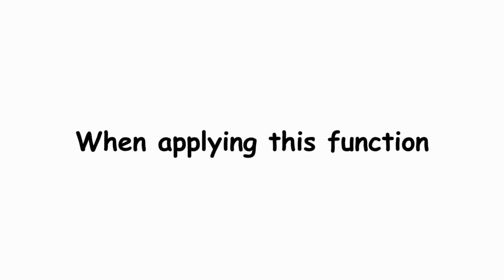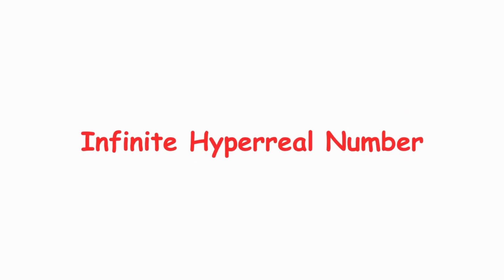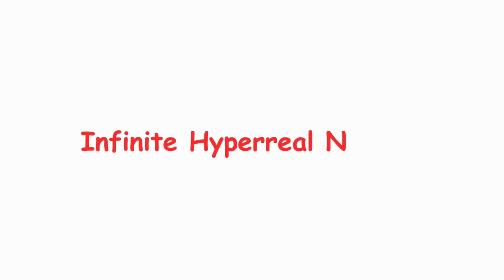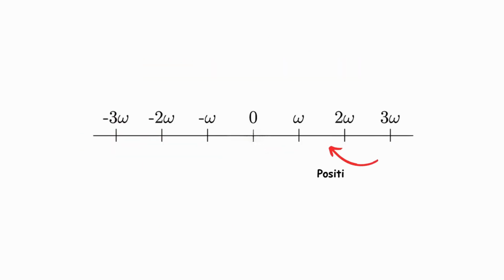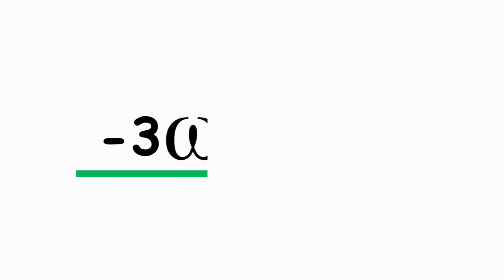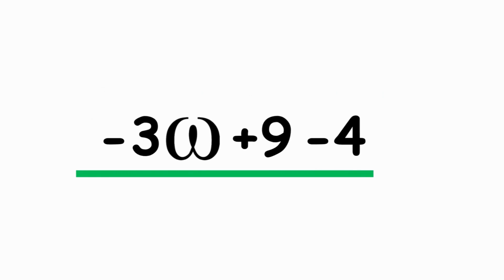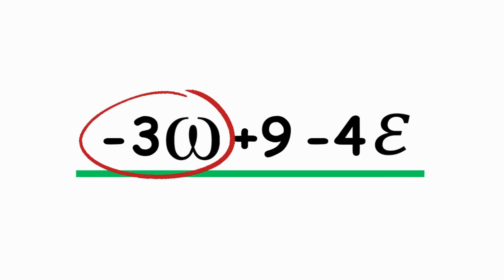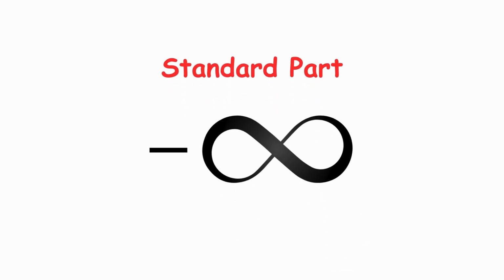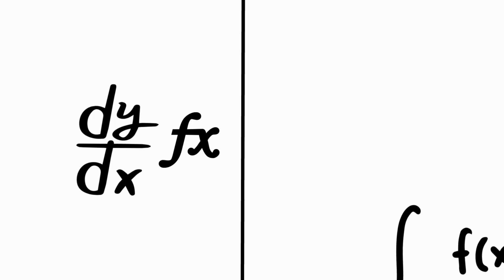When applying this function to an infinite hyperreal number, we bring back the extended real numbers. An infinite hyperreal number has standard part positive or negative infinity, depending on sign. For example, negative 3 omega plus 9 minus 4 epsilon is dominated by a negative infinite term, so the standard part is negative infinity. The hyperreals can be used in calculus to obtain derivatives and integrals.